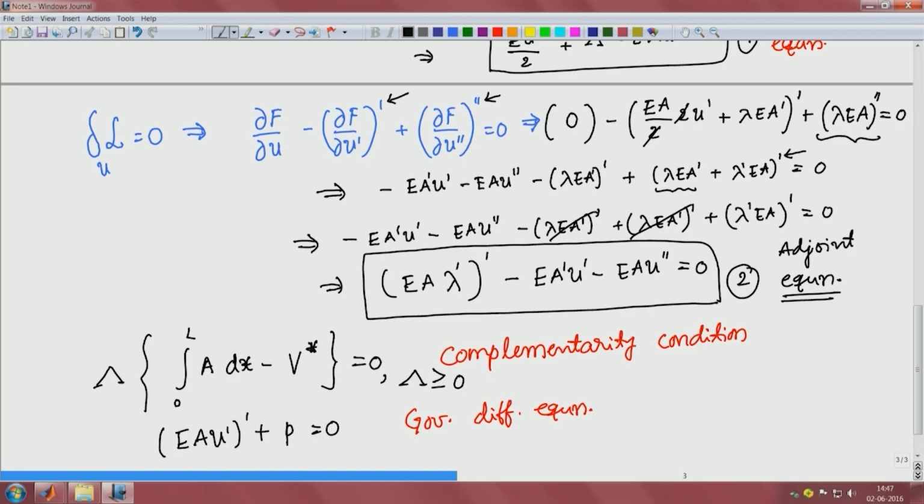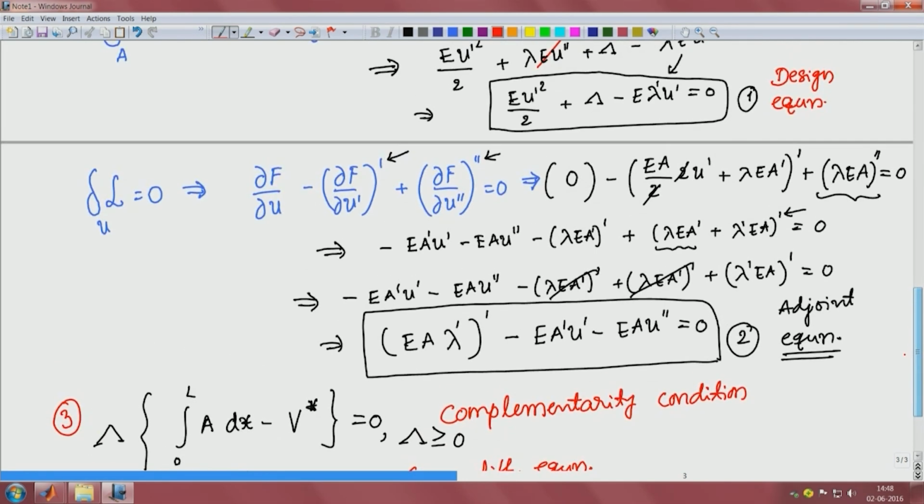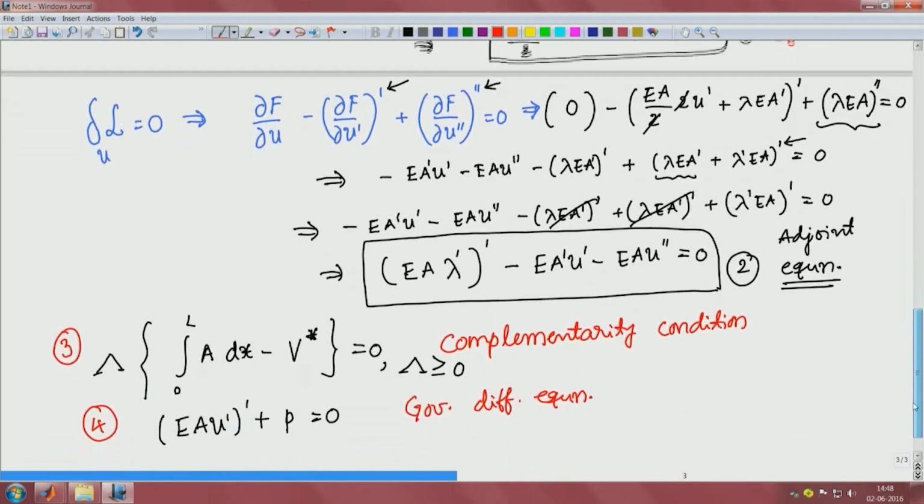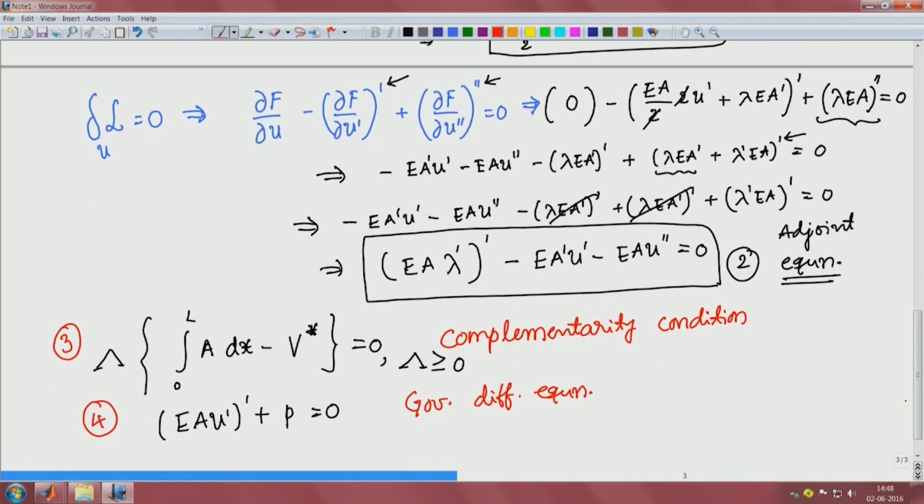If I call this equation 3 and this equation 4, we can solve this problem because we have 4 unknowns, that is a of x, u of x, lambda of x and the capital lambda. We have one differential equation here: equation 1, equation 2, equation 3 and equation 4. We will take a break now, then come back to the solution of these equations in the next part.